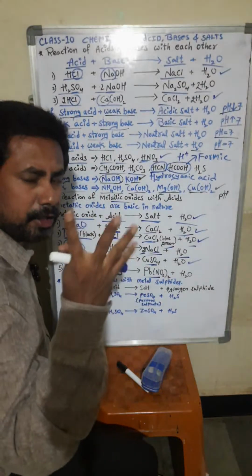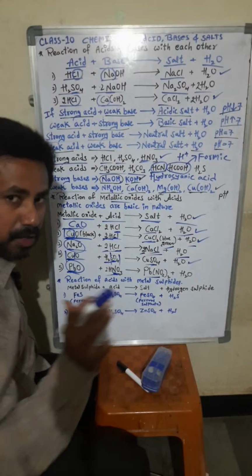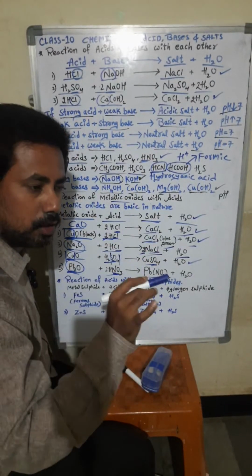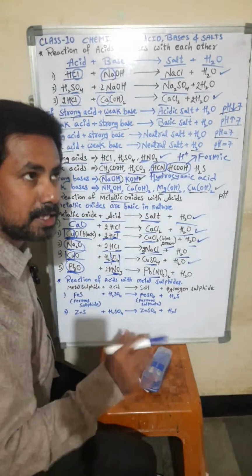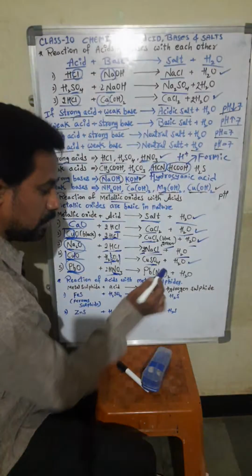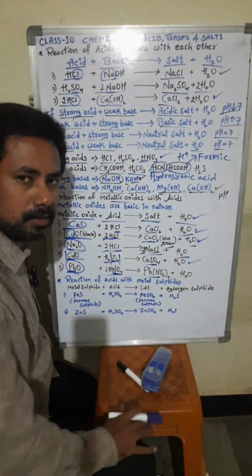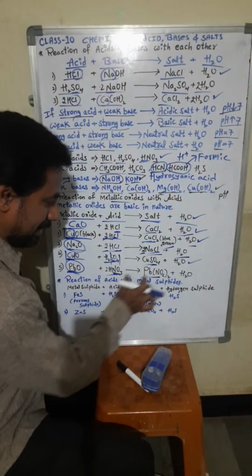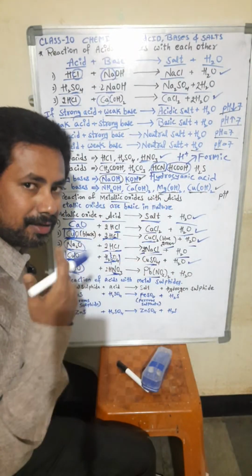One reaction, write it 5 times. Write the names below. When you are practicing, write PbO, and below it write lead oxide. Then 2HNO3, and below it write nitric acid. Arrow mark, Pb(NO3)2, lead nitrate plus water. First you write the reaction, below you write the names. Write it 5 times.